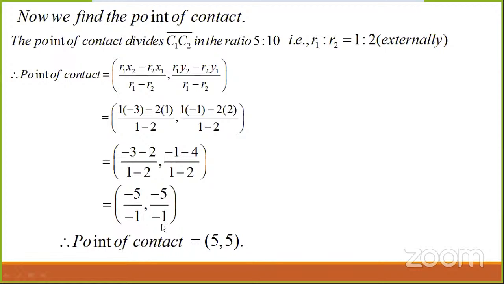Substituting R1, R2 as 1, 2: wherever R1 is there we substitute 1, and wherever R2 is there we substitute 2. Here x1, x2 are from the x coordinates of the centers of the two circles, and y1, y2 are from the y coordinates of the centers of the two circles. On simplification we get the point of contact as (5, 5). So we have shown that the circles touch each other internally, and we have found the point of contact, and we have also found the equation of the common tangent at that point.